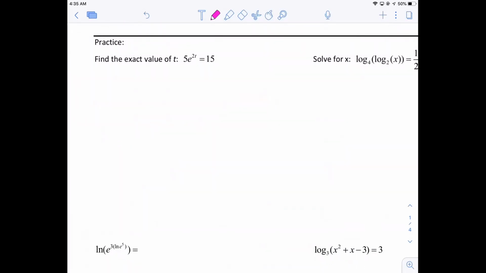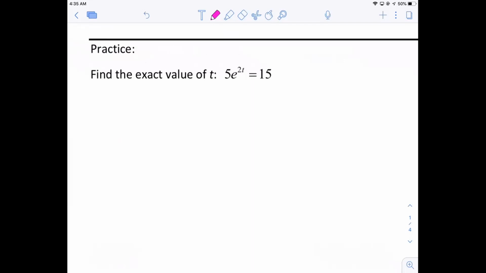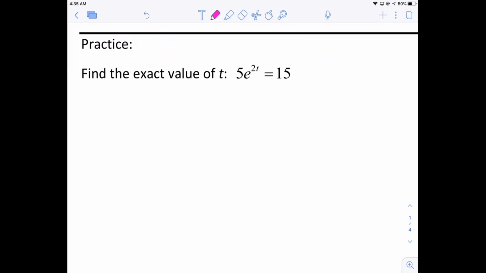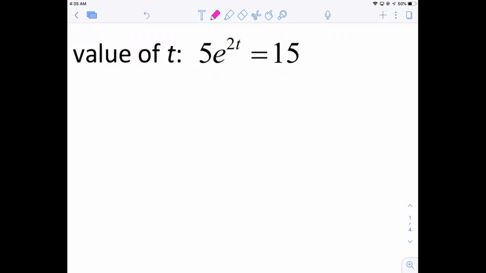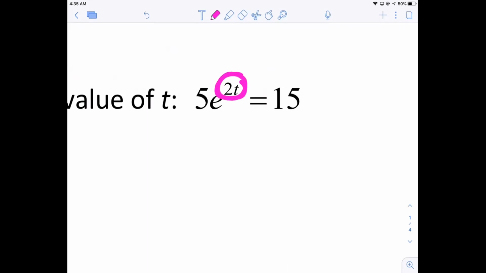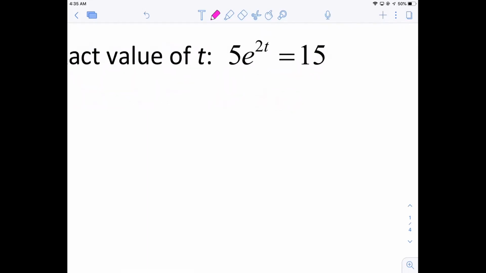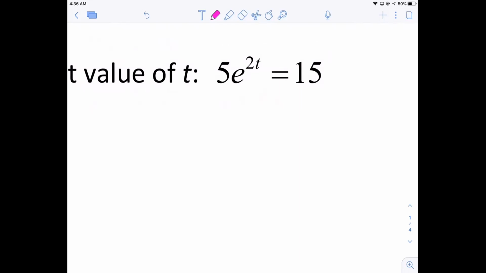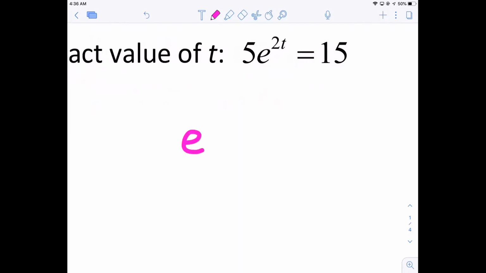So how are we going to solve some equations now? Here's some practice. Find the exact value of t here. We're solving for something in our exponent, so here's what we do. We isolate the base with the exponent first. I'm going to divide both sides by 5, and I get e to the 2t is equal to 3.